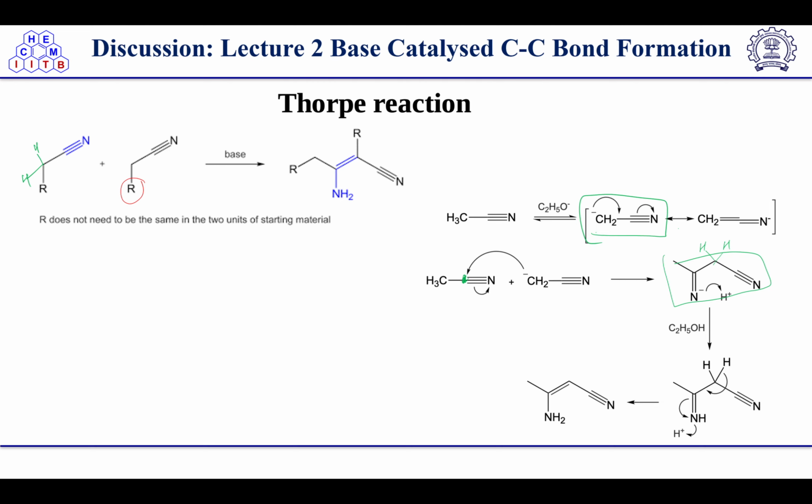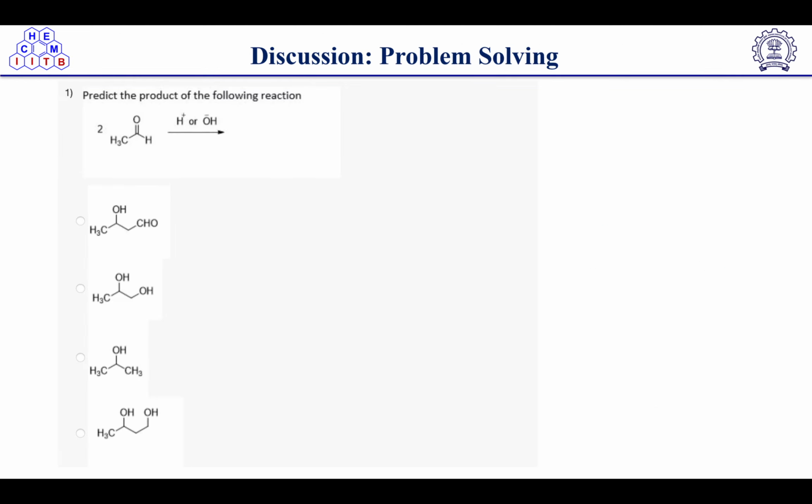Okay, let's move to the next one. The next session in today's class is problem solving. Okay, discussion on problems. Here we have the first question, where we have to predict the product of the following reaction. Here you can see we have two aldehydes, 2 moles of aldehydes. That means we have to do a reaction of an aldehyde on another aldehyde. We have already discussed different types of reactions.